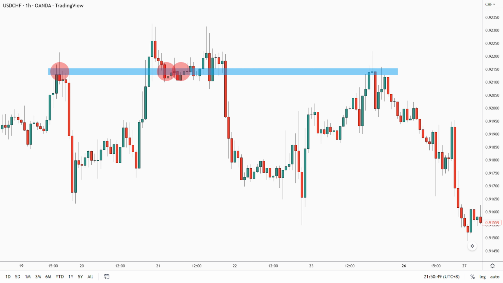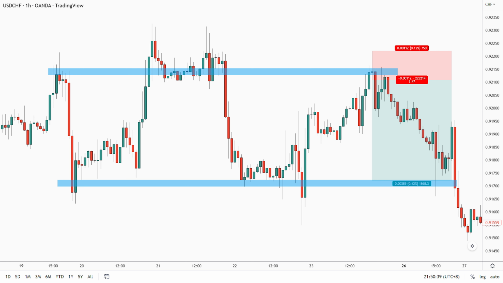1, 2, 3, 4, and 5. Having 5 price reactions is more than enough for the level to be considered a key reversal zone. Now, if we enter a trade right after the doji candle and target the key support level, we would have gained 3.47% at 1% risk.